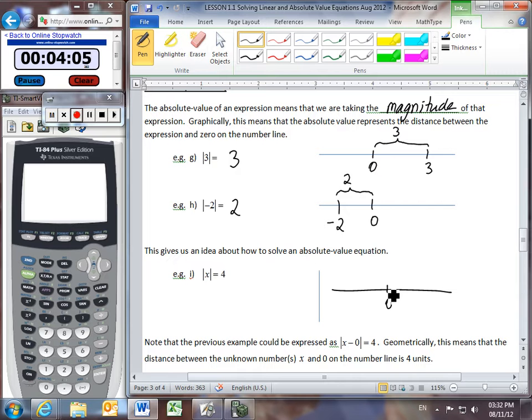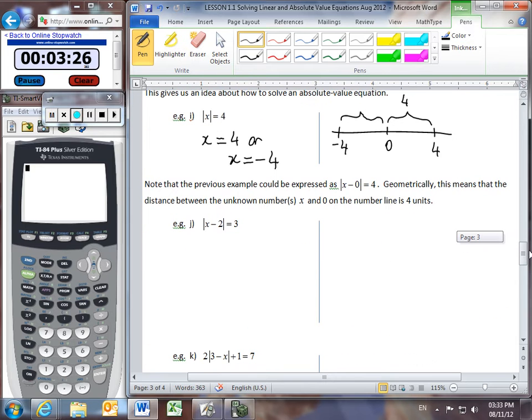Well, that can happen in two ways, can't it? I could move 4 units in this direction, bringing me to positive 4, or I could move 4 units in this direction, bringing me to negative 4. That shows us that there are 2 values whose contents' magnitude is equal to 4. And so my answer then is x is equal to 4, or x is equal to negative 4. In fact, that shows us a good way of interpreting how to get rid of an absolute value. If we want to remove the absolute value from an expression, the right-hand side has to become positive or negative 4, so it splits into 2 cases.